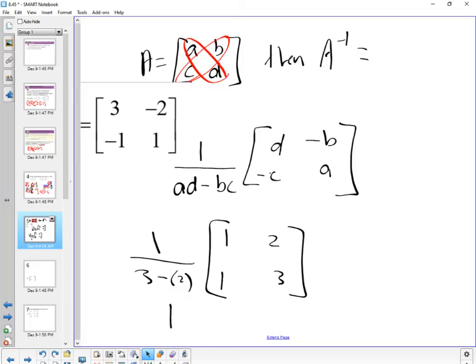So if you were to multiply the two, you would get 1, 0, 0, 1. Let's check it. Okay.